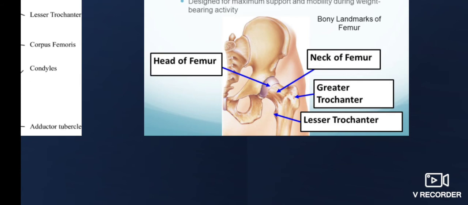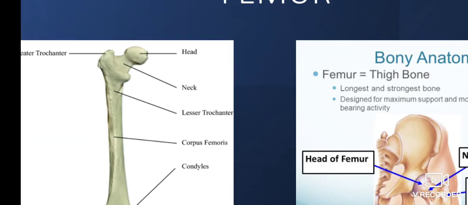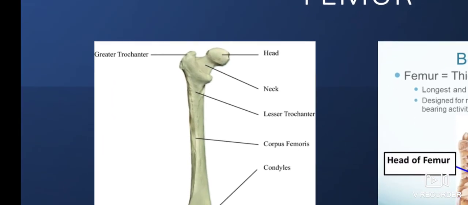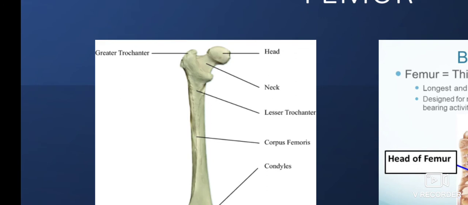So the upper end consists of a head, a neck, a greater trochanter, a lesser trochanter, and an intertrochanteric line and crest. Well, taking the head. The head is not like the head of the humerus. The head of the humerus was semi-spherical, just like half of a sphere. But the head of the femur is larger, and it is more than half of a sphere.